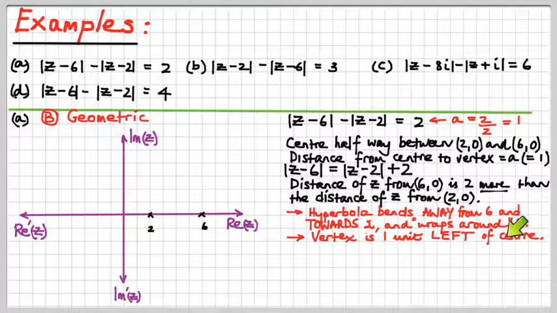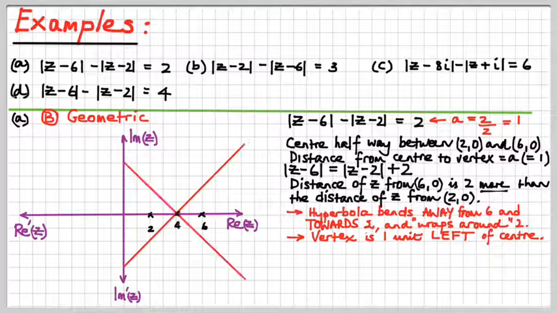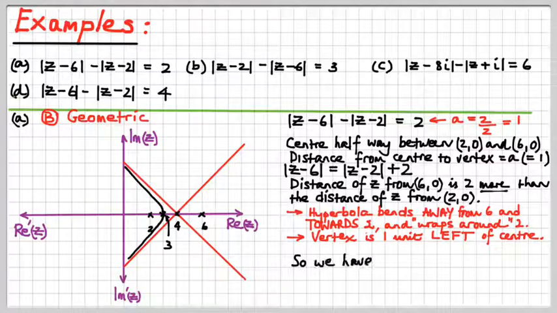1 unit left of centre, because A is 1, and A is the distance from the centre to the vertex, okay? And it's wrapping itself around towards the 2, so it's moving to the left. That's the point, okay? There it is. That's our orientation throughout, if you get that. Yes? That's very important to get that, okay?